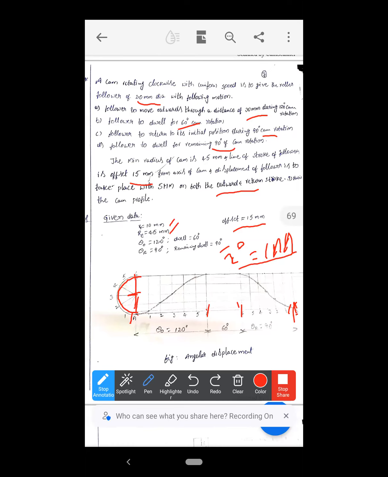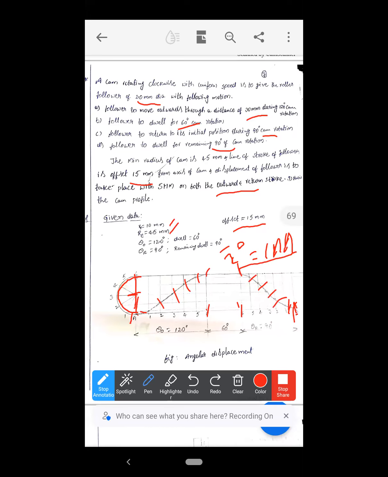Then you have to identify the intersections. Give the numbering 1, 2, 3, 4, 5, 6 and 6, 5, 4, 3, 2, 1, and similarly give our semicircle portion also 1, 2, 3, 4, 5, 6. Now observe and mark the points of 1, 2, 3, 4, 5, 6, and similarly 6, 5, 4, 3, 2, 1.